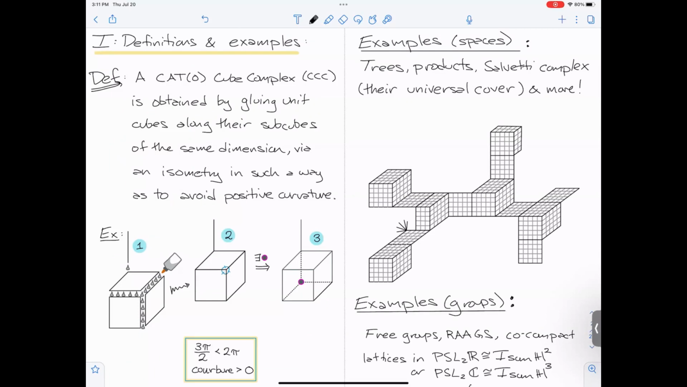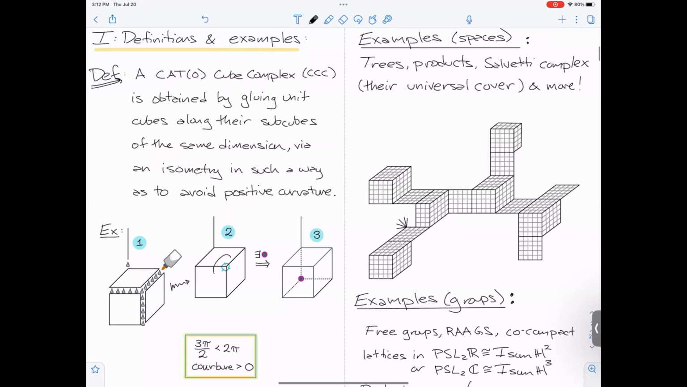So definitions and examples. What is a cat-zero cube complex? I'm going to take a bunch of unit cubes. I'm going to glue them together isometrically along their same dimensional edges, and I'm going to do it in such a way that I avoid positive curvature. So here I have positive curvature. I annul that positive curvature by completing that 3 cube by adding that back vertex, and now that is non-positively curved.